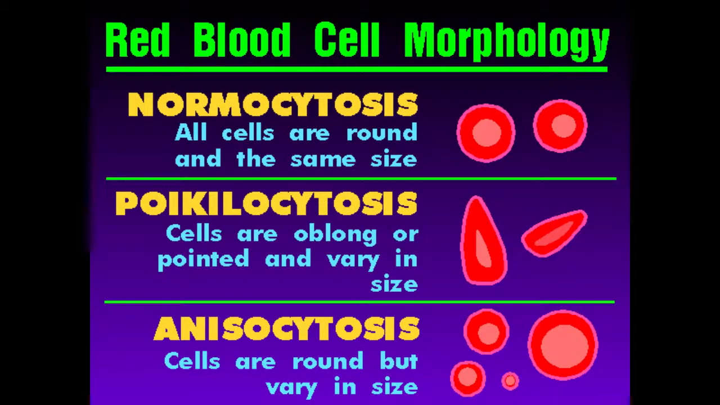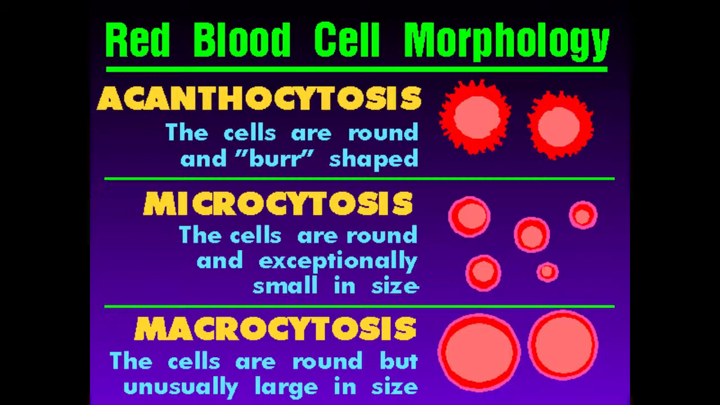Abnormal shapes and sizes of the red blood cells are seen in anemia and some myeloproliferative disorders. The red cell morphology as seen here shows a normal red cell that appears essentially round with all of the cells about the same size. In poikilocytosis, the cells are oblong or pointed, and they vary in size and shape. The cells in anisocytosis appear round with a marked variance in the size of the cells. Some can be quite large, and others very small.